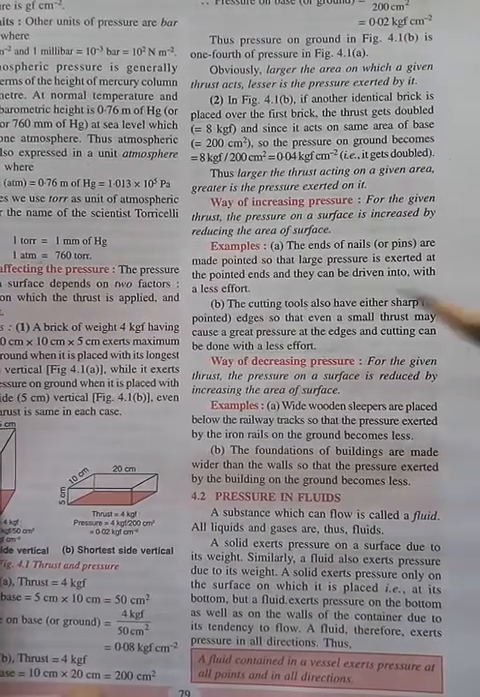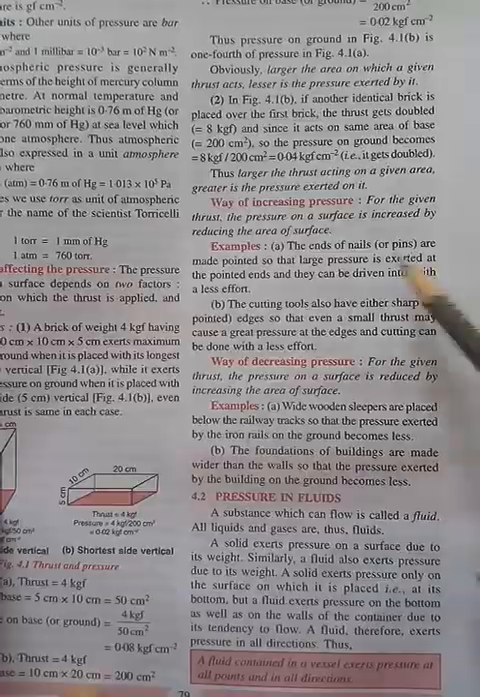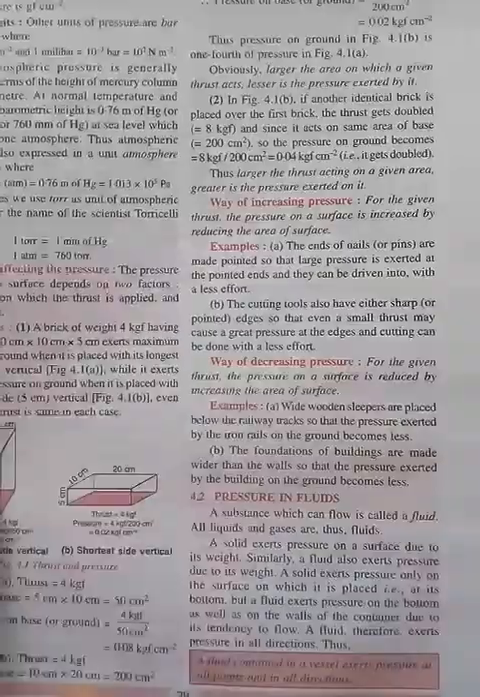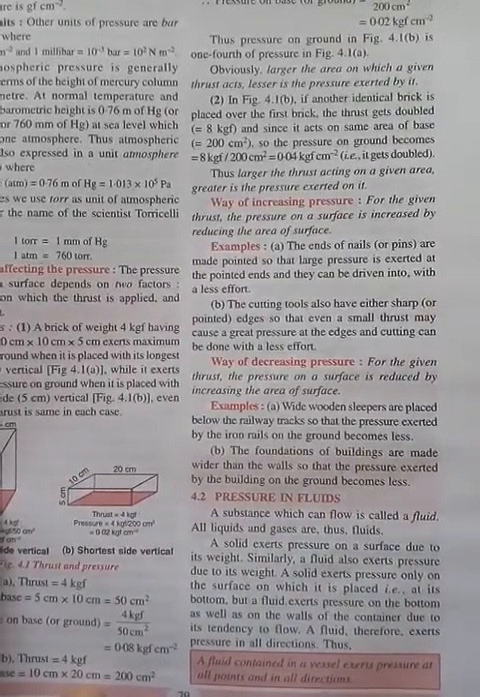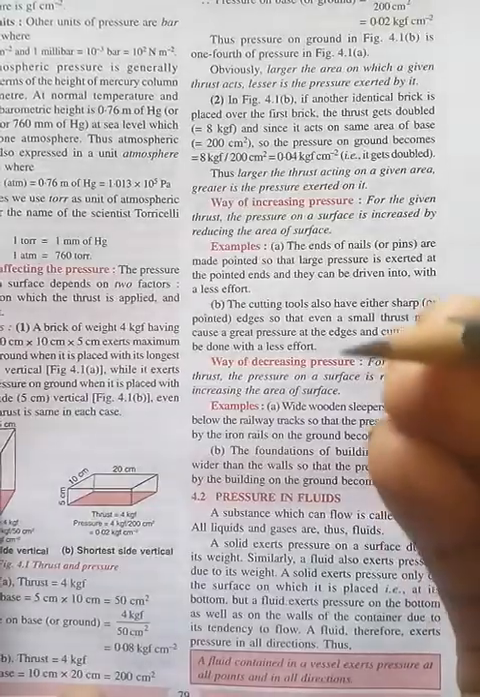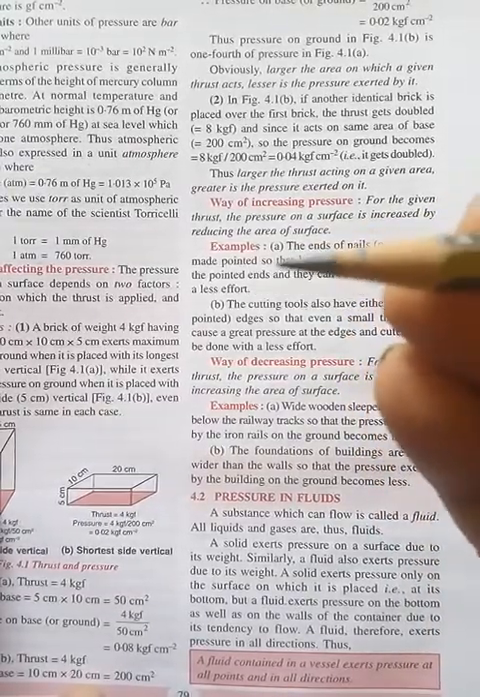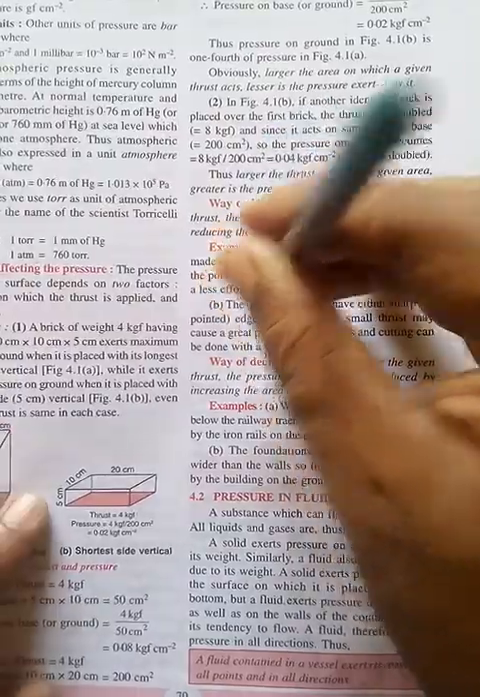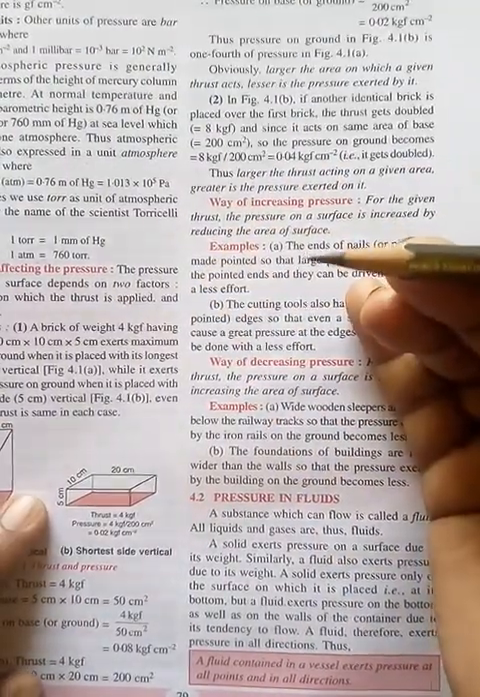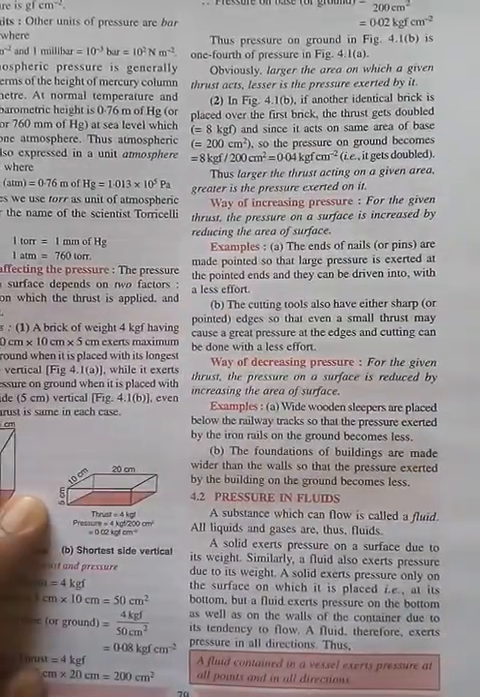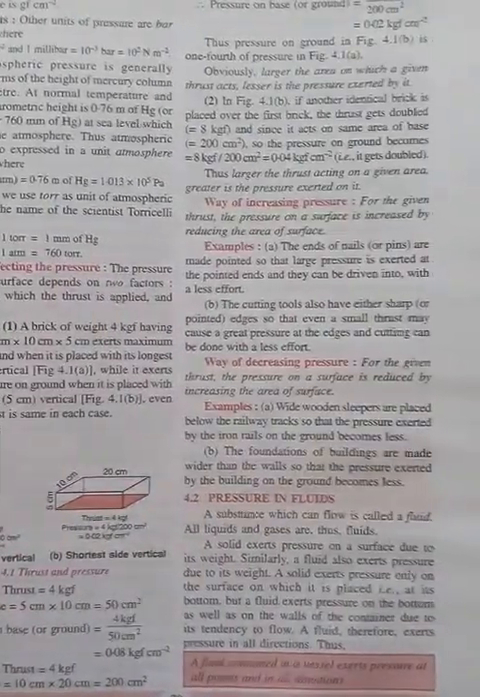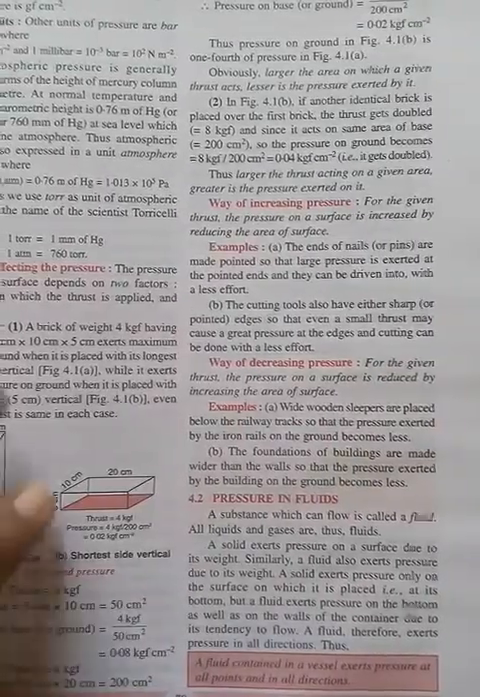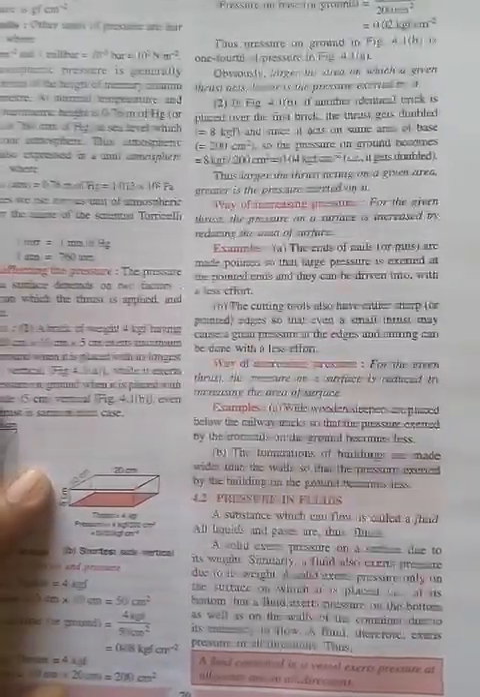Now they are giving two simple examples over here: the end of a nail and a pin are made pointed. You don't use a blunt nail, we use a pointed nail. This is a very pointed tip. If I apply pressure on this part, the lesser the area, the more will be the pressure. Cutting tools, your knives and all, are very sharp. If they are sharp, they cut easily. Why? Because the area is less, the pressure related to it will be more.